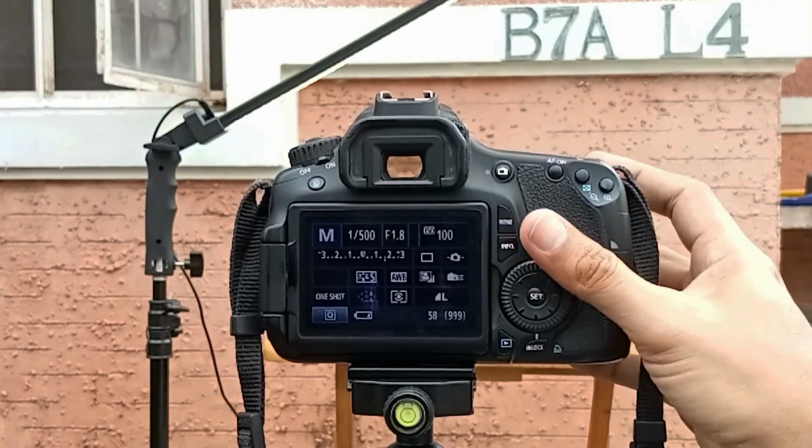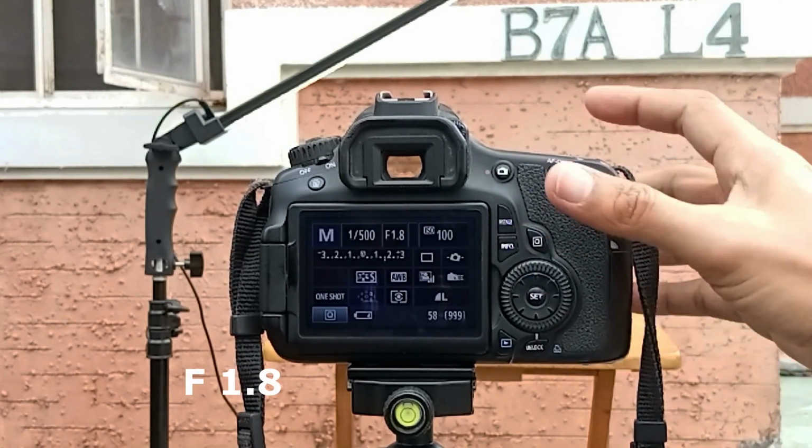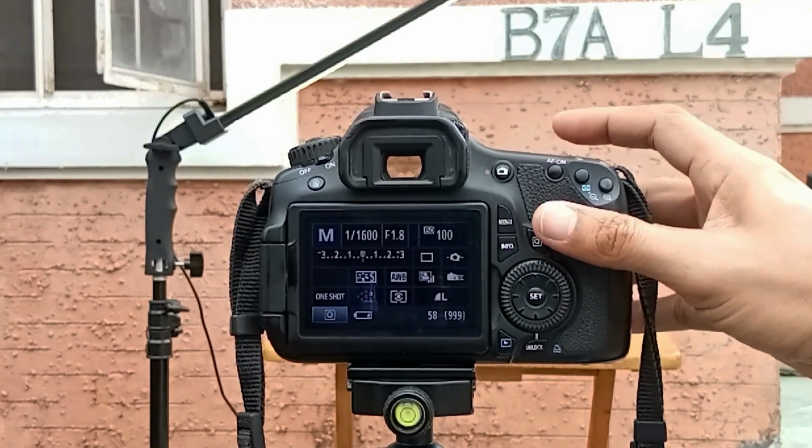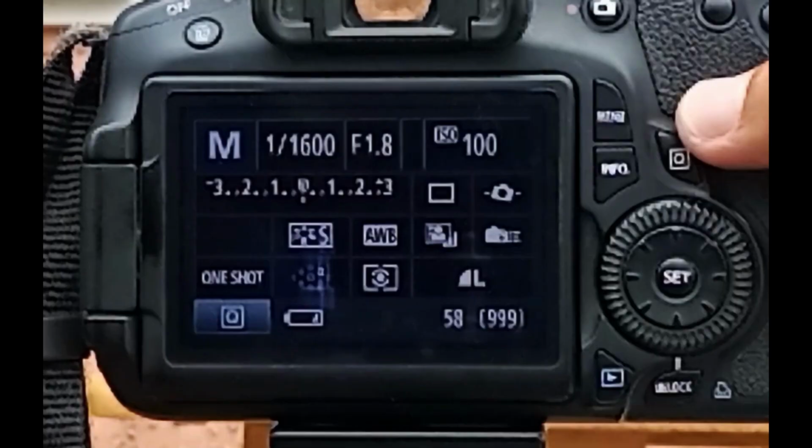Have the aperture value at f1.8 and adjust the shutter speed until the exposure meter reading hits 0. We can see now that our setting is f1.8 aperture, 1/1600 of a second shutter speed, and our ISO is still at 100 to achieve a normal exposure.